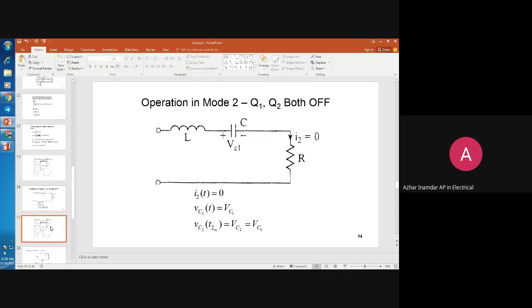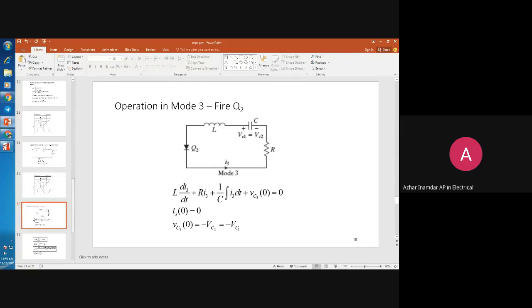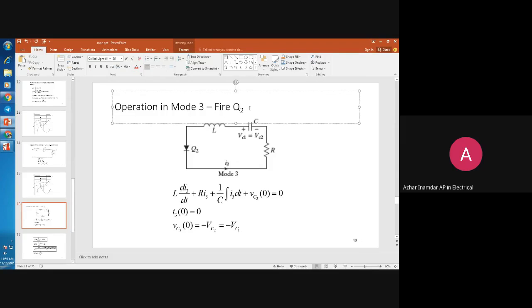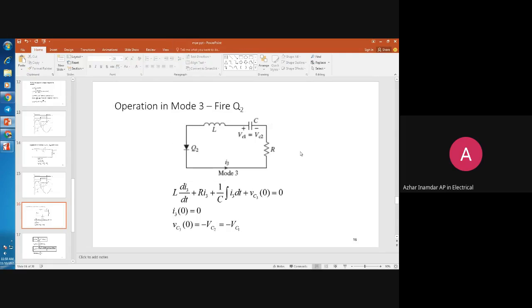Now we are going to have a look at mode 3. Mode 3 is the triggering of Q2. So mode 3 begins with Q2 switched on, and after switching on Q2, a reverse resonant current flows through the load. Now we can redefine the time origin at t equals 0 at the beginning of this mode. This mode is also equivalent to mode number 1.